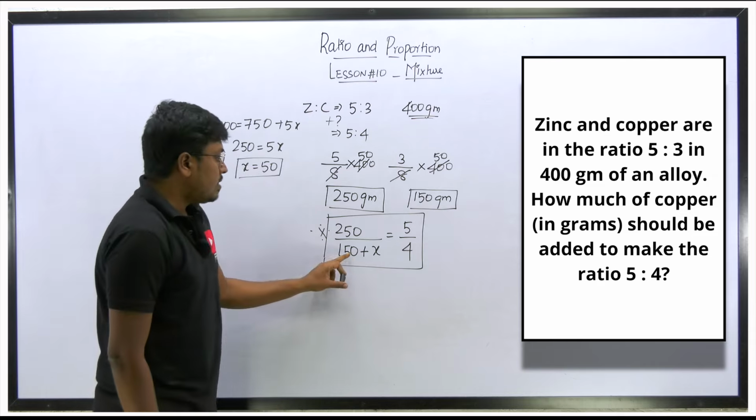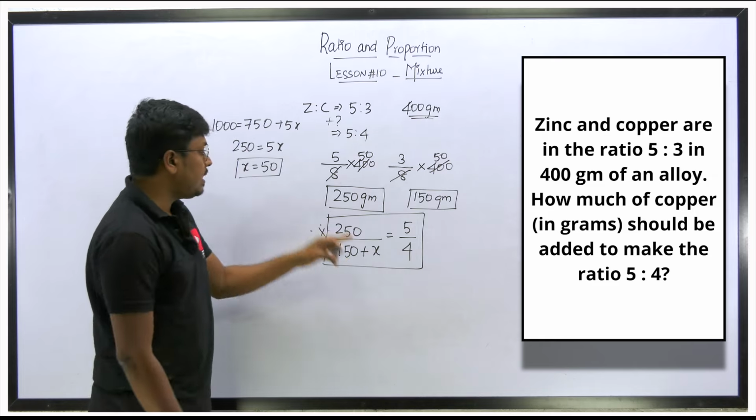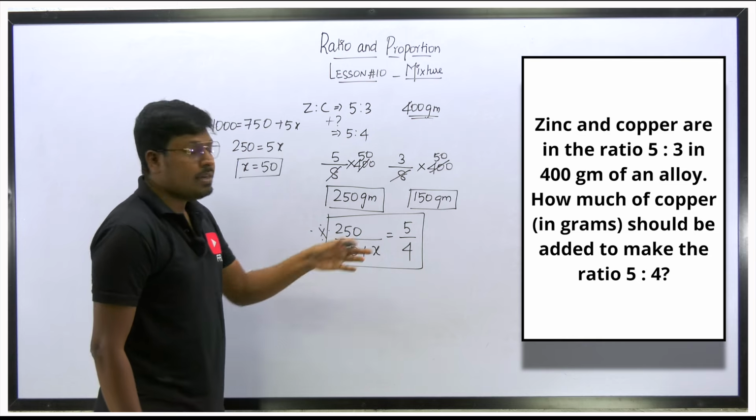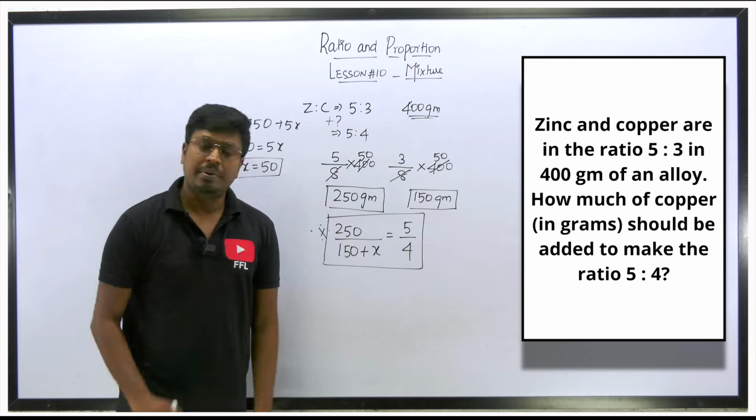Which means, out of this 150 gram of copper, if you add an additional 50 grams here, then the zinc and the copper will be in the ratio 5:4. So this will be the answer for question number 3.